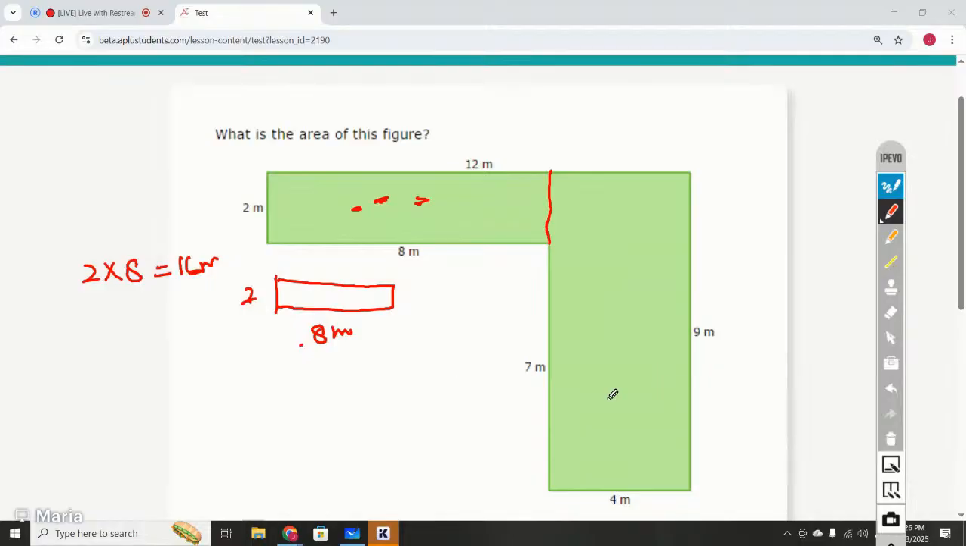Now look at the second one. The second one, you can see this 7 meters and 4 meters. So we need to calculate the area. So you have to do 7 times 4. 7 times 4 equals 28.